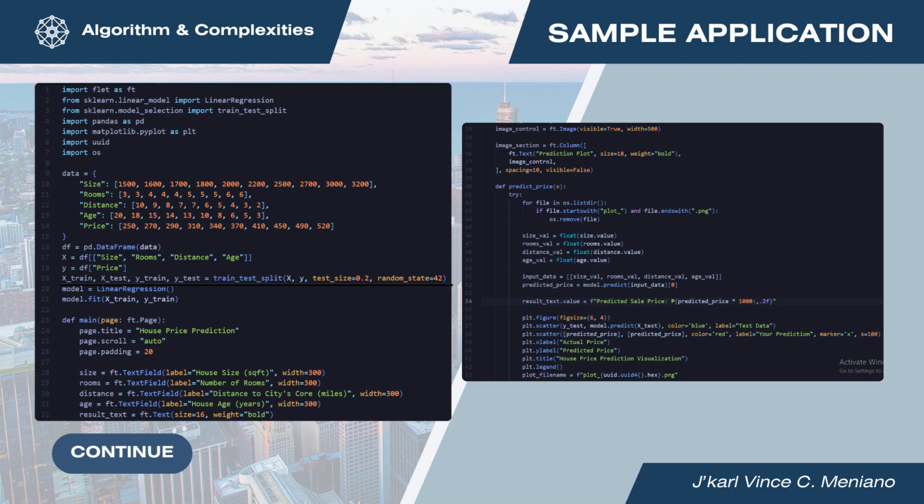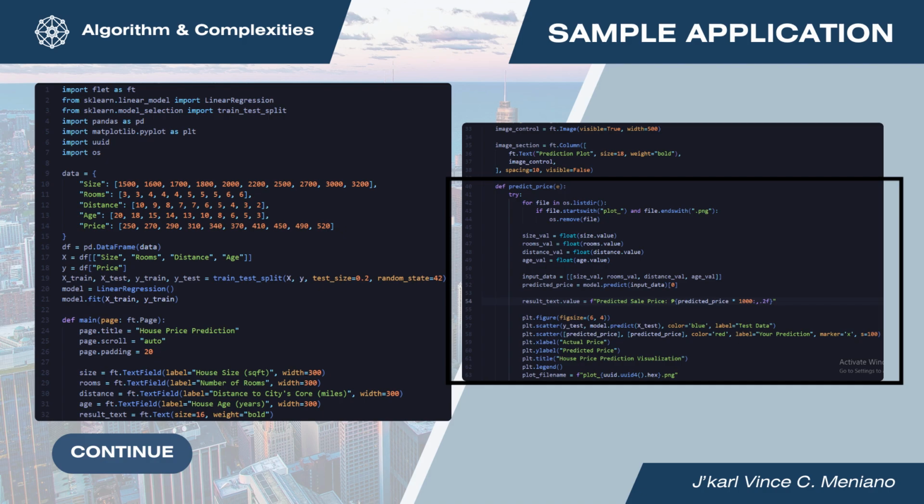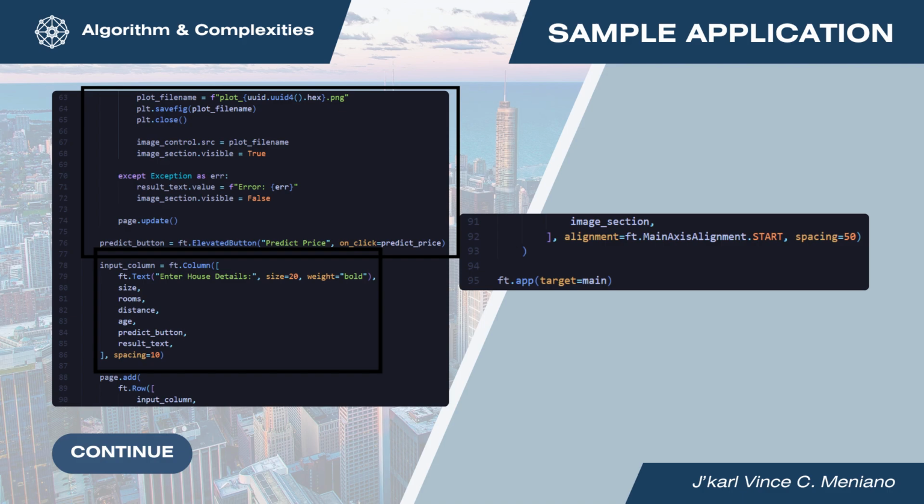This line splits the data, so 80% is for training and 20% is for testing the model. Then this line shows a linear regression model is created and trained using the training data. This line of code is a setup for a page and input boxes where the user enters the house details. This line shows the predicted price result in the chart. This line of code is a function that runs when the user clicks the predict price button. Then after clicking it, it displays the predicted sale price and visualization image.